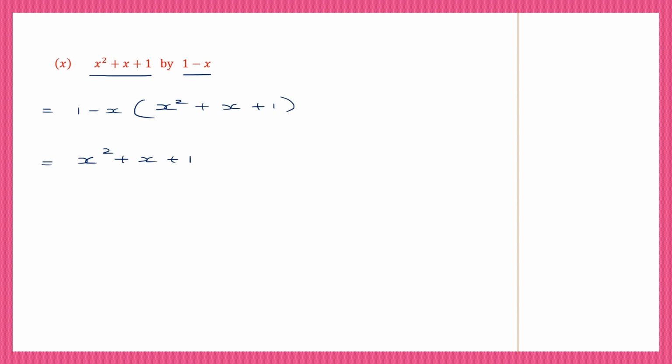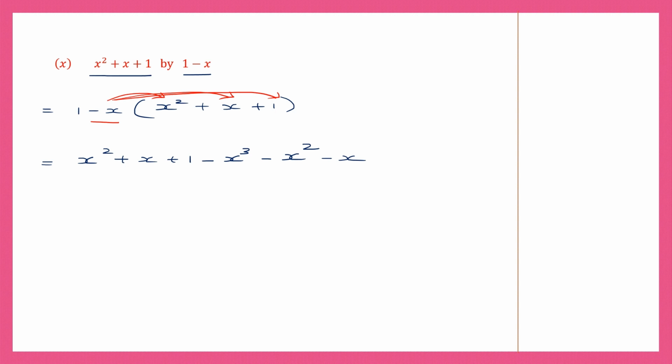Let's multiply with minus x into x square. Minus into plus is minus, x into x square is x to the power of 1 plus 2, which is 3. Now we multiply minus x into plus x. Minus into plus is minus, x into x is x to the power of 2. Then we multiply minus x into plus 1. That's minus x into 1, which is minus x.